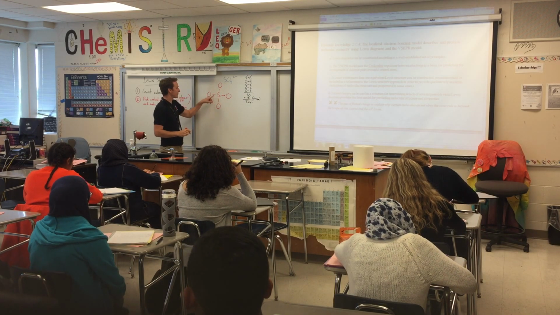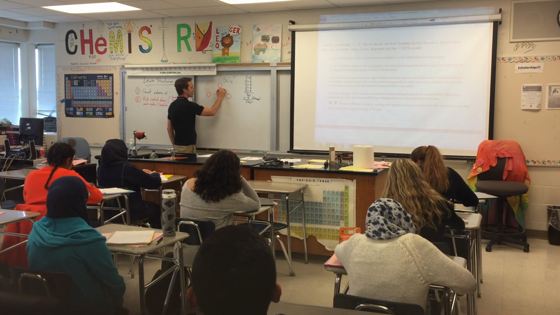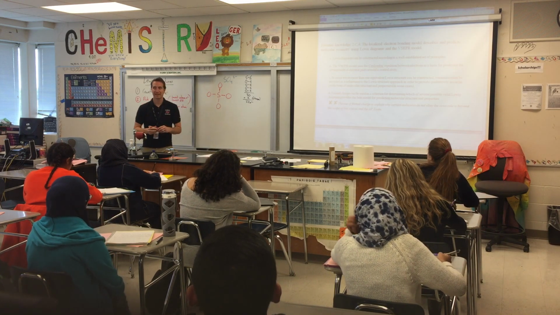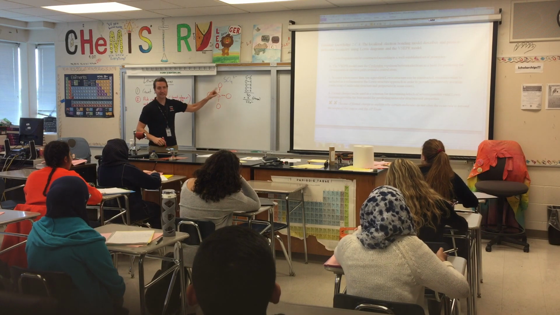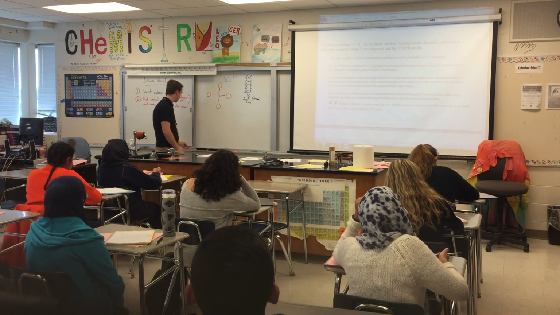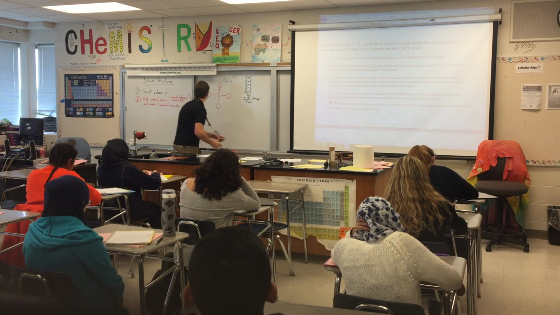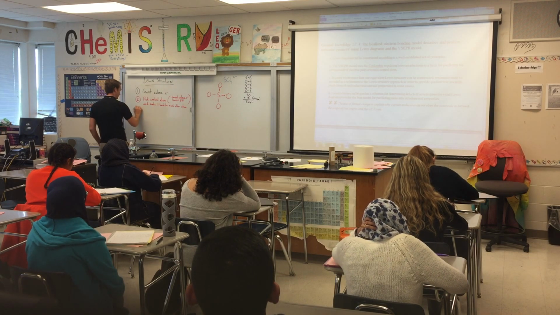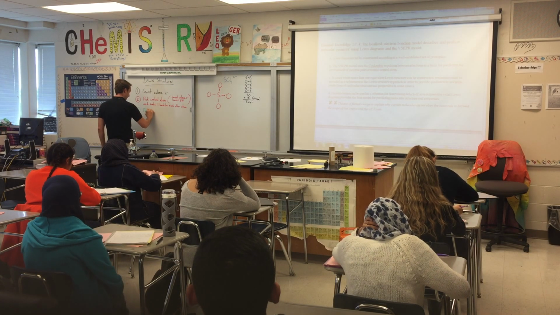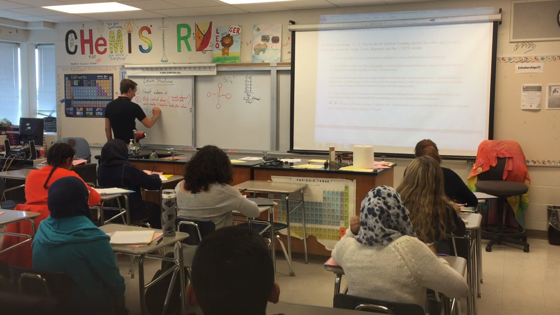Okay. So these each represent 2 electrons. So how many electrons did I draw total? 2, 4, 6, 8. 2 for each of the bonds. So then the next step would be to fill in the rest of the electrons.